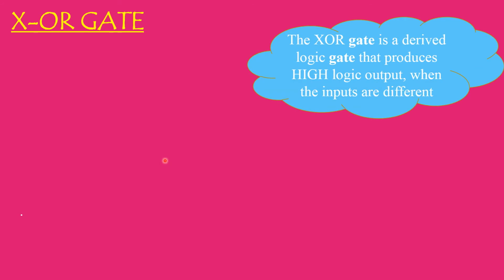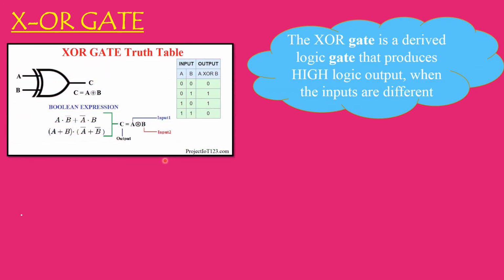So next comes your exclusive OR gate. At times they will write it as EXOR or sometimes just simply XOR like this. So this gate performs the operation that it will produce a high output whenever your inputs are different. Whenever your inputs are different, you will have a high output logic. For other cases, you will have low output logic. So this is the logical function of your XOR gate.